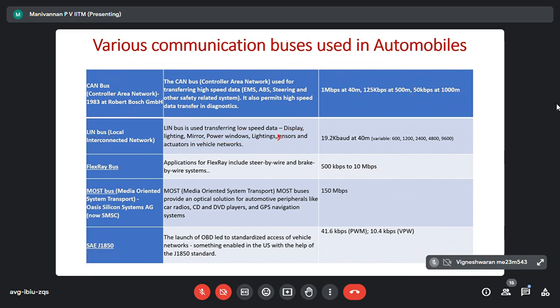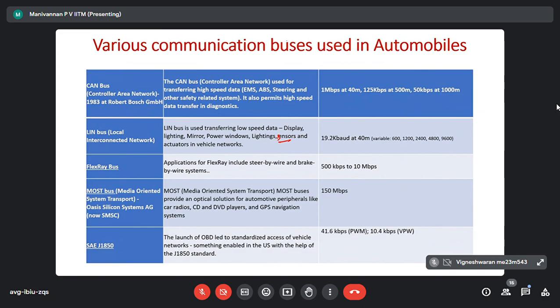Sensors and encoders. Take a door sensor. How does the ECU know the door state? In the door, you have a micro switch. If you open the door, the switch will open and give 0 volts. If you close the door, it will give 5 volts. The switch states will be sensed.